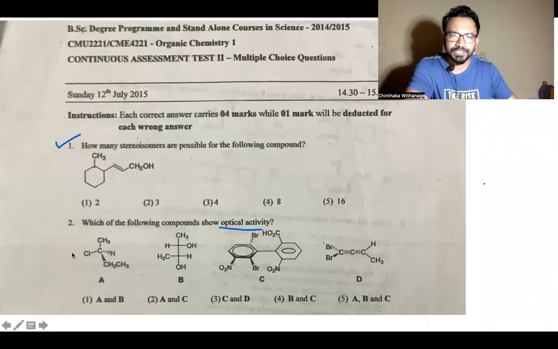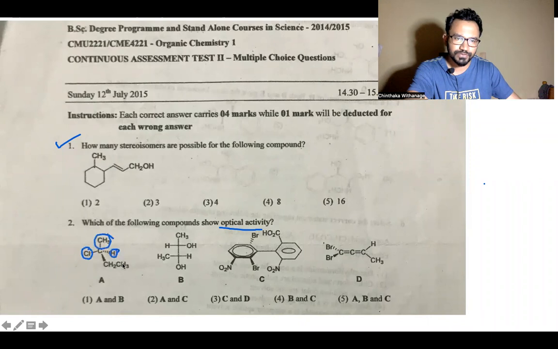First one, what is your idea? First one, 4 different groups. Yes, we can see clearly 4 different groups. So it means this one indicates that one stereo center is there. This is the stereo center. So it is showing optical activity, right?